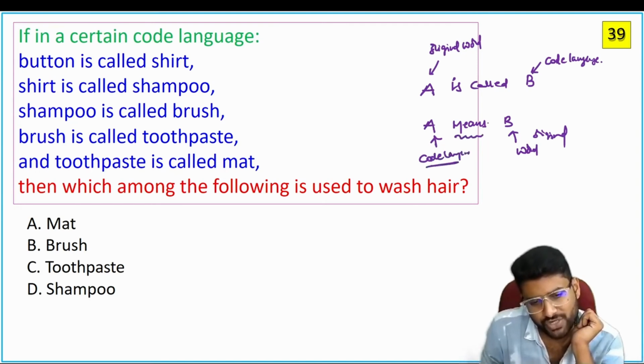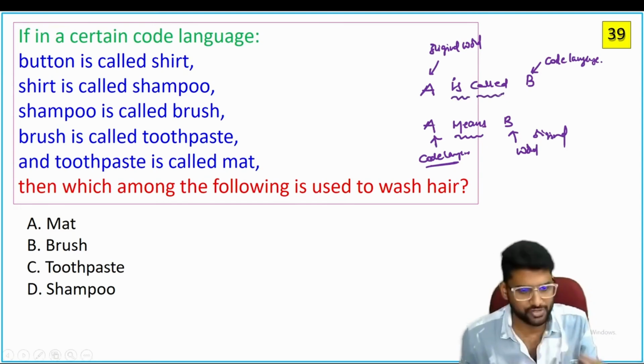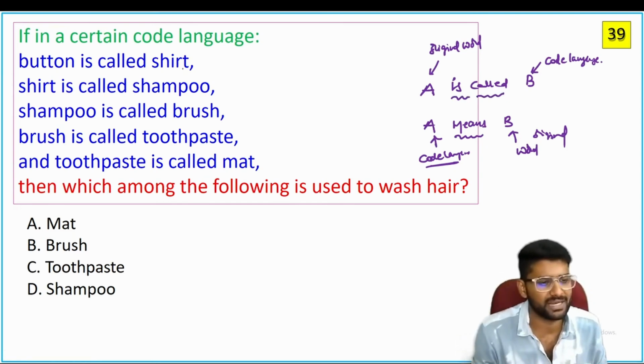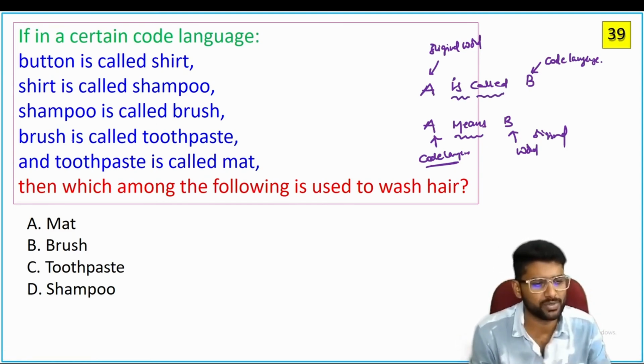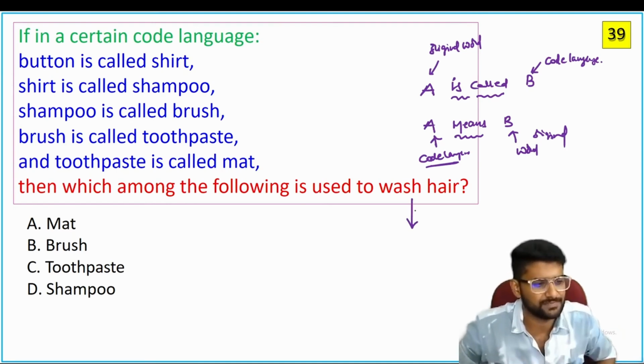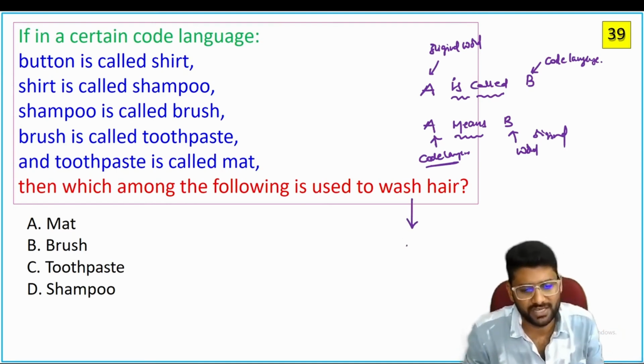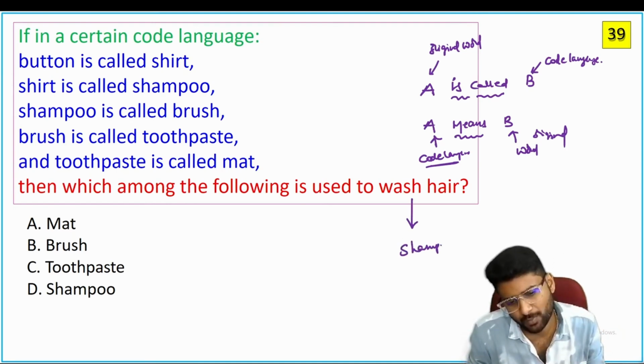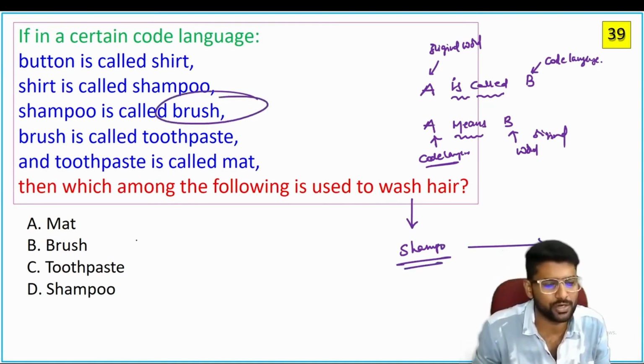Check your question, guys. The question is related to means or is called. We should identify the code language, right? Now, button is called shirt, shirt is called shampoo, shampoo is called brush, brush is called toothpaste, toothpaste is called mat. Now, which among the following is used to wash hair? What is the original answer? So, wash hair, which one are we using here? Shampoo. Shampoo is the original, but according to the code language, shampoo is coded as which one? Brush.